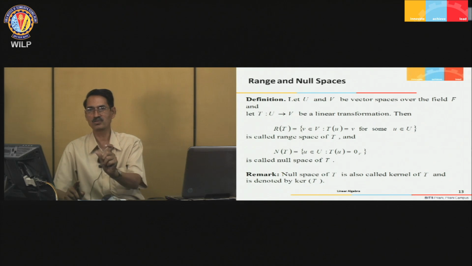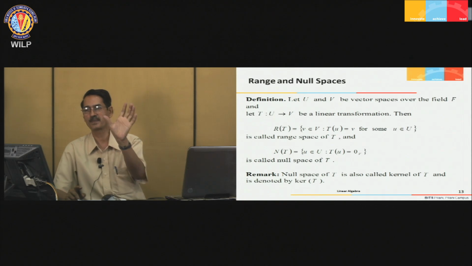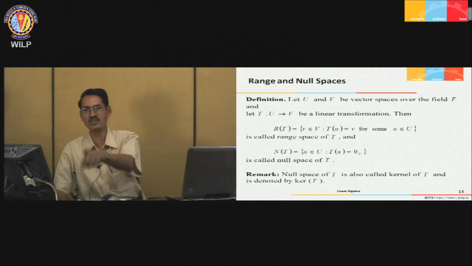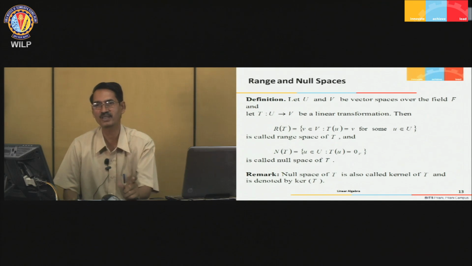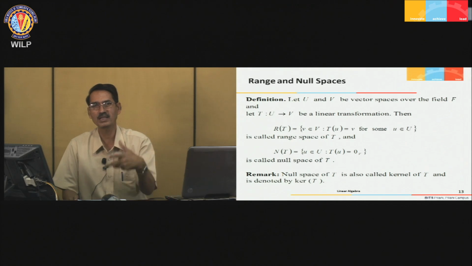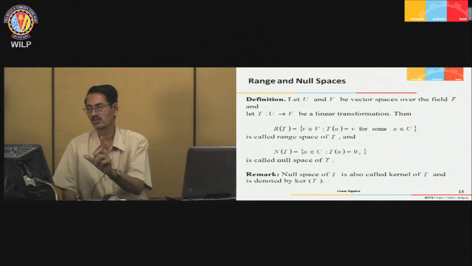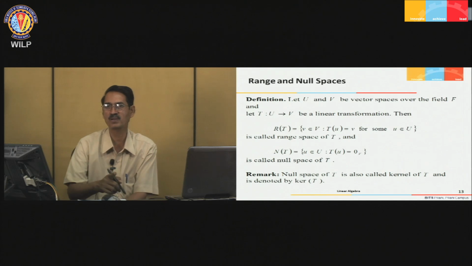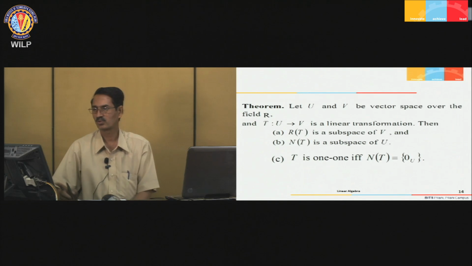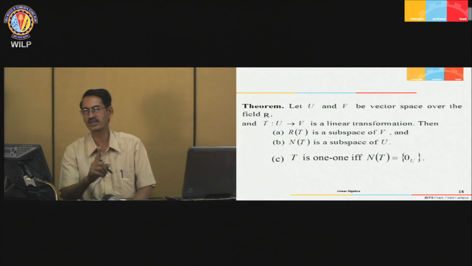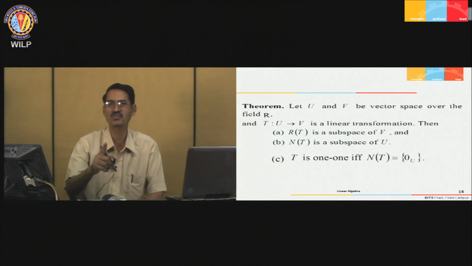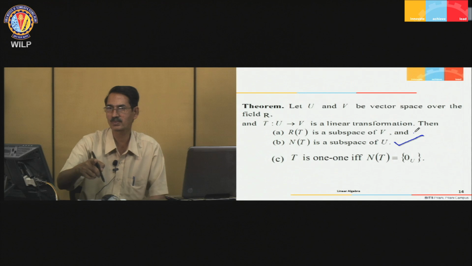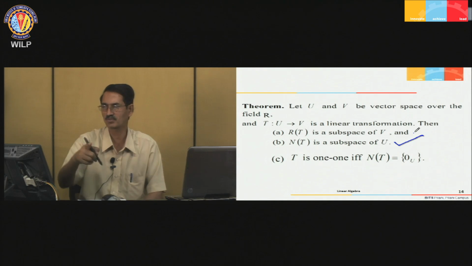At this stage, I told you that range space of T is a subset of V, and null space of T is a subset of U, but more specifically, range space of T is a subspace of V, and null space of T or kernel of T is a subspace of the domain space U. So these two results I have discussed: range space of T is not only a subset of V, it is a subspace of V, and null space of T is not only a subset of U, it is something more, it is a subspace of U.